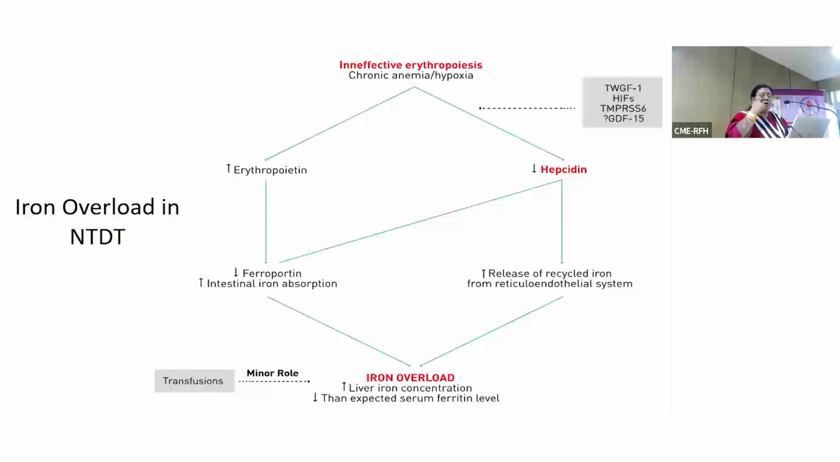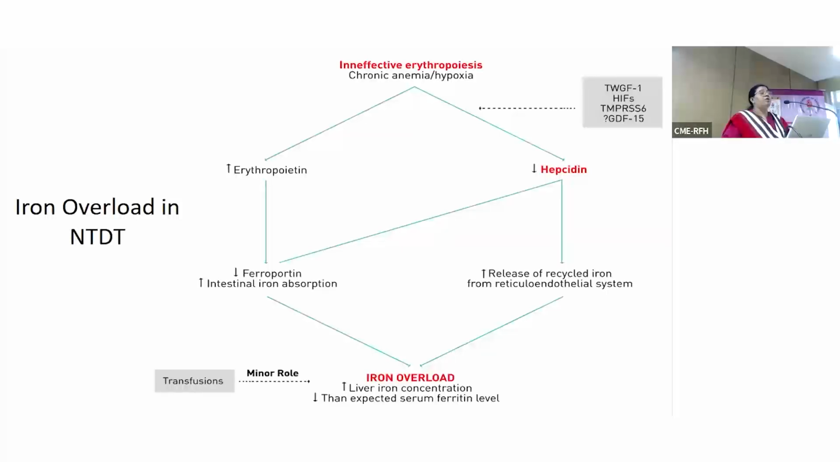I'll just touch on non-transfusion dependent thalassemia. Even in non-transfusion thalassemia, where transfusion is not a major concern, like transfusion is not often required, in them also you are likely to see iron overload. The mechanism here is because the hepcidin levels are low and the erythropoietin levels are high, so there is maximum iron absorption from the GI tract and it gets deposited into the reticuloendothelial system. So here you will see more of liver iron overload as compared to cardiac iron overload.